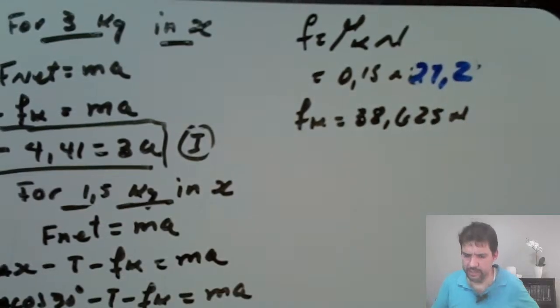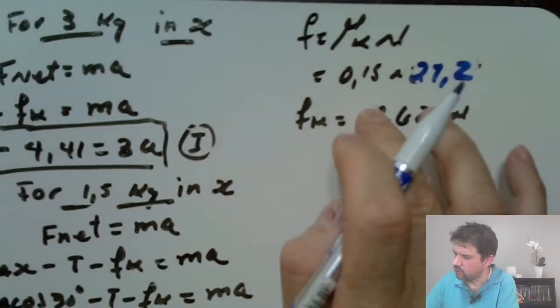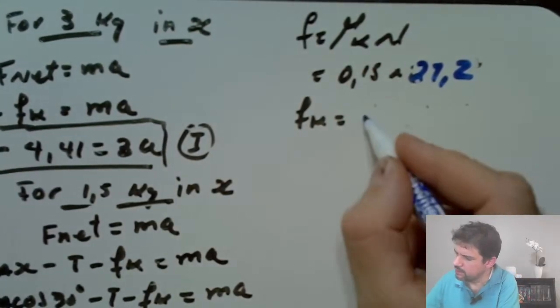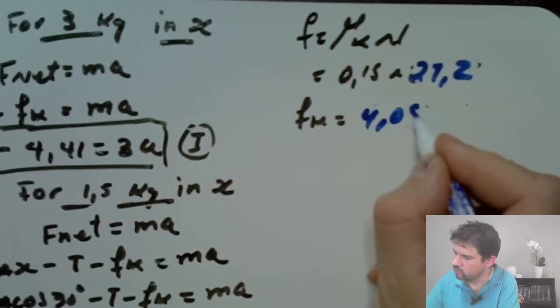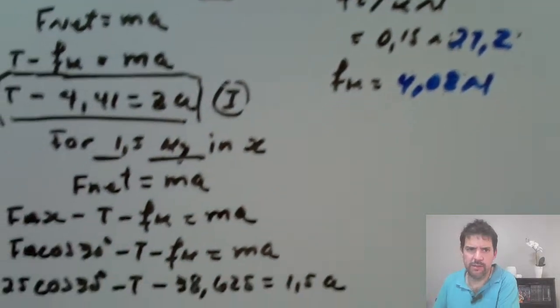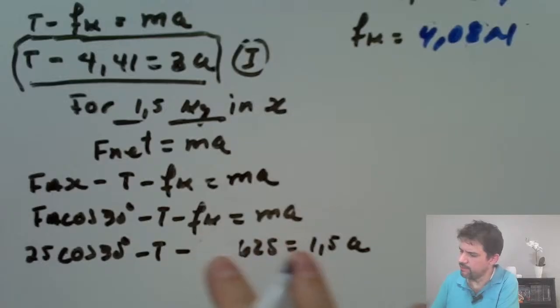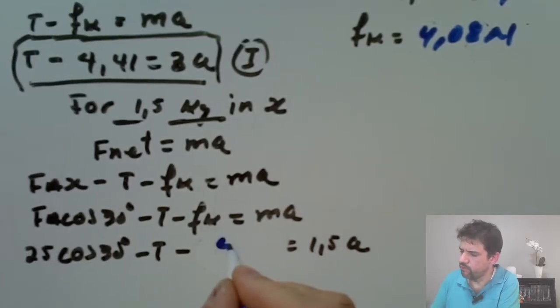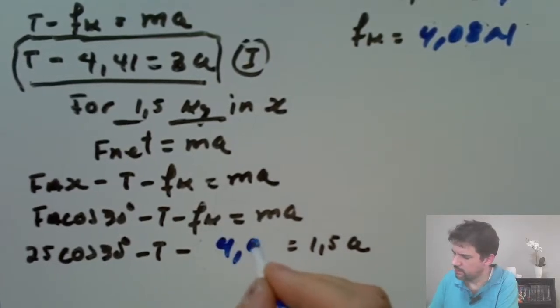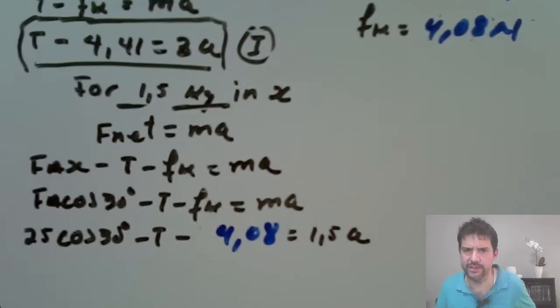There we go. And then if we multiply 27,2 times 0,15 is equal to 4,08. All this one here is 4,08 Newton. We coming back here. This one here, there we go, is 4,08. There we go. So fixed and sorted.